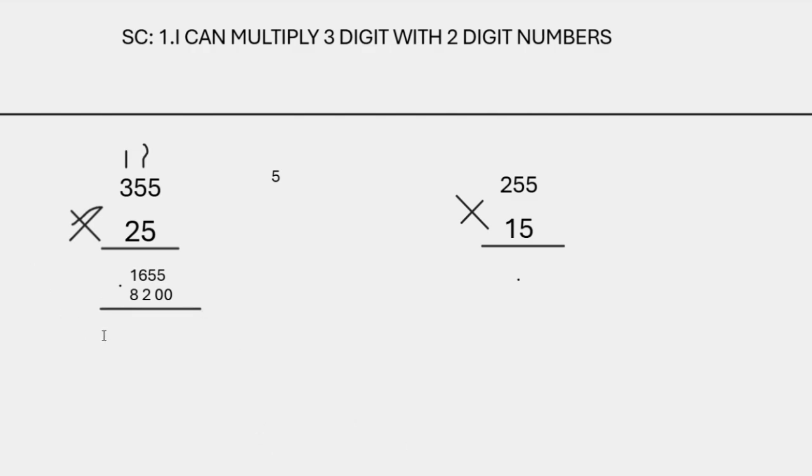So let's do it. 5 plus 0 makes 5. And another 5 plus 0 also makes 5. So now let's do 6 plus 2, which makes 8. And 1 plus 8 makes 9. So 355 times 25 makes 9,800. That's a very big number. Now let's try the other one.